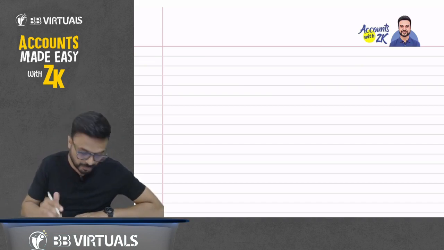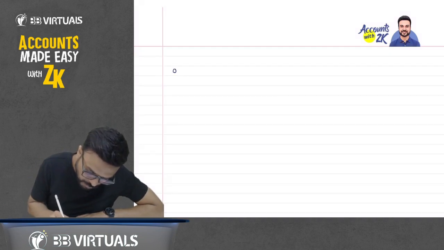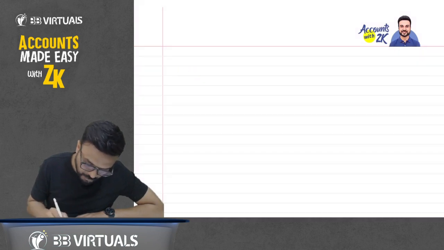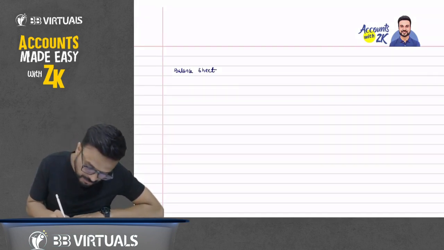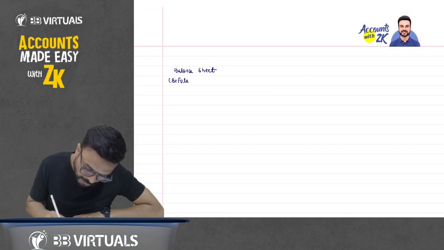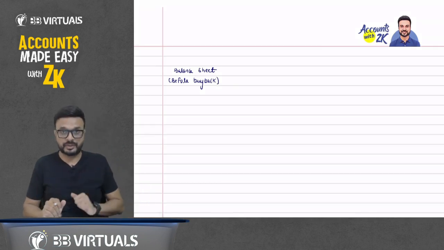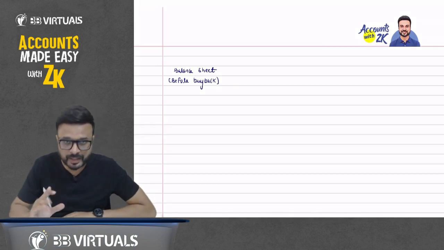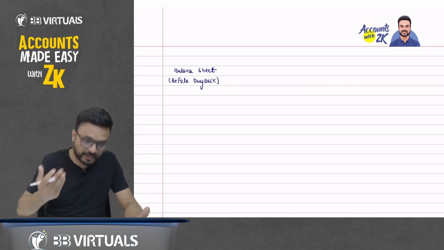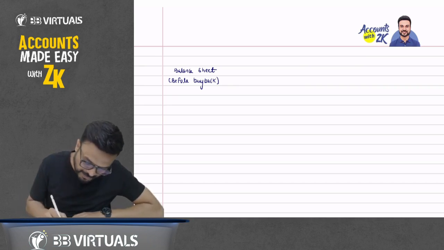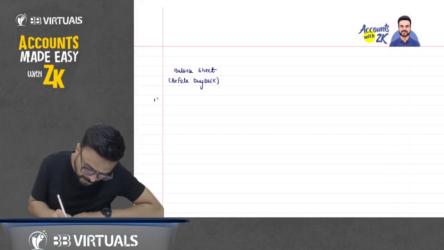They will give you all balances, or I can say they will give you a balance sheet. This balance sheet is before the buyback of shares. Now you know that in a balance sheet there are two sides. The left hand side is the liability side and the right hand side is the asset side.